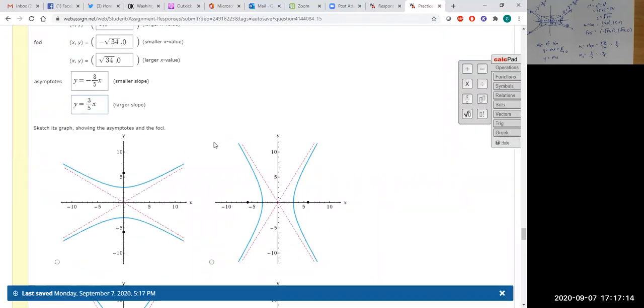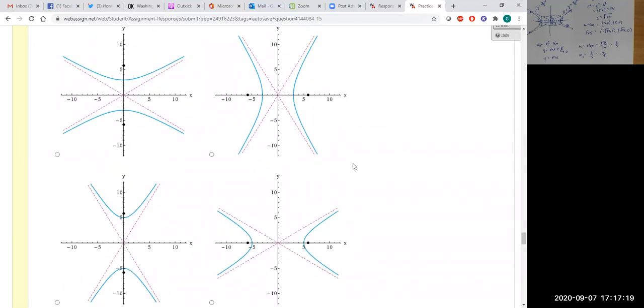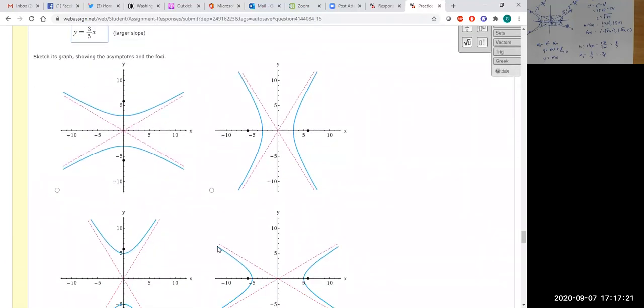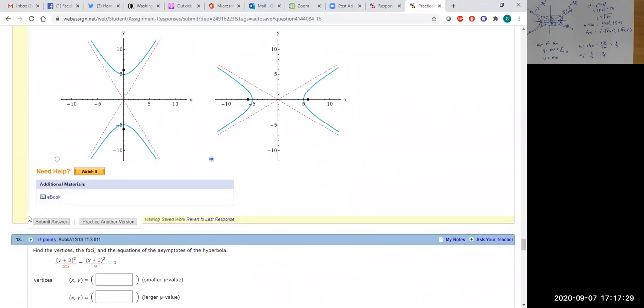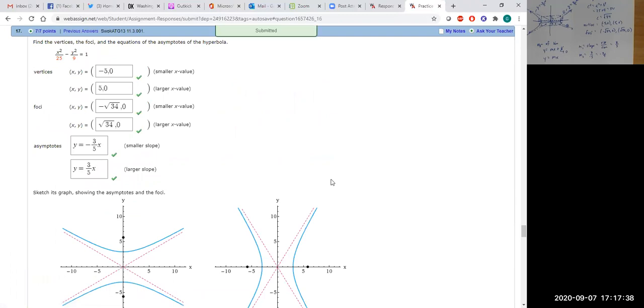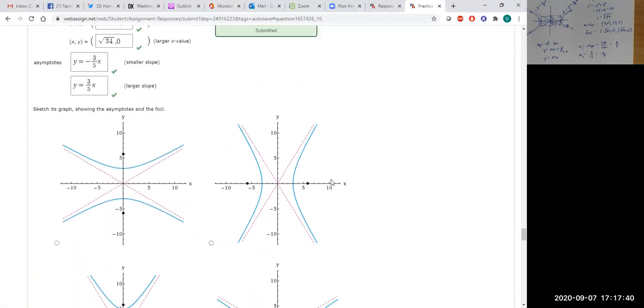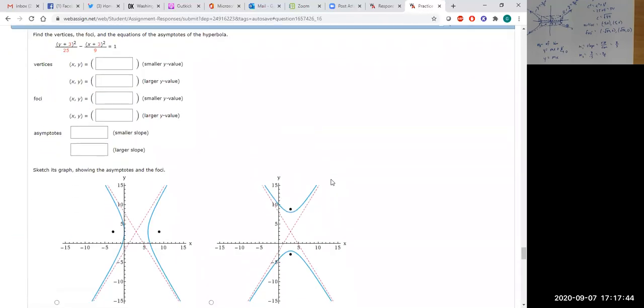And now, which one looks correct? Well, I know it's got to be one of these two here, and obviously it's a lot narrower than this one, and you can see that the focus is pretty close to the vertex, so pretty sure it's got to be that one. All right, I see all green checks. That's good.